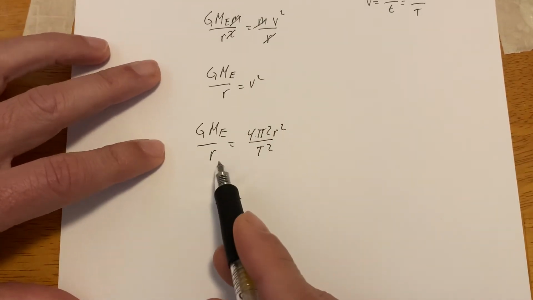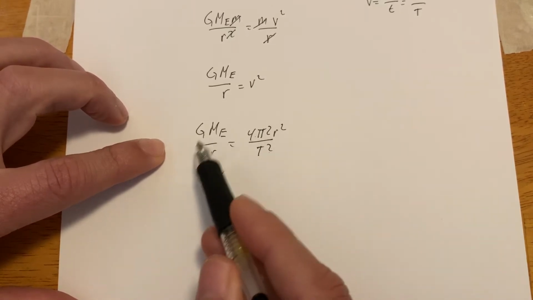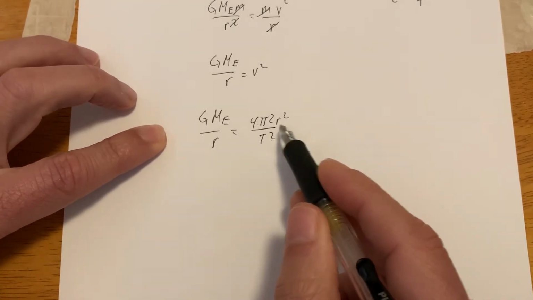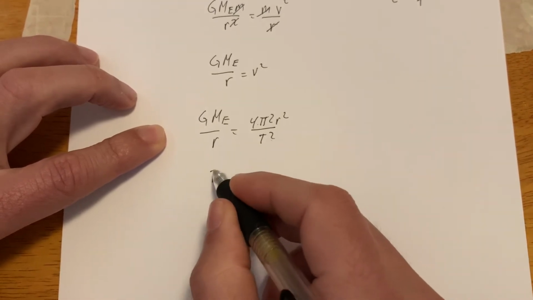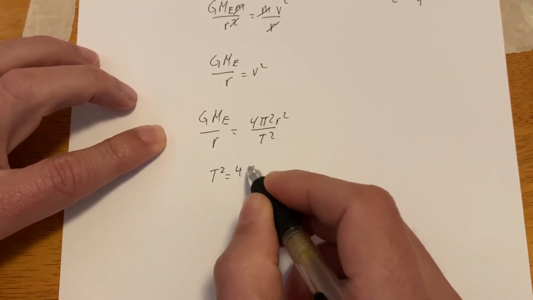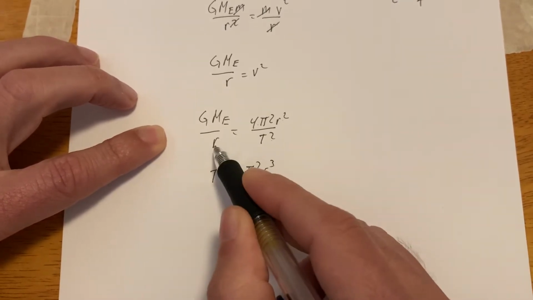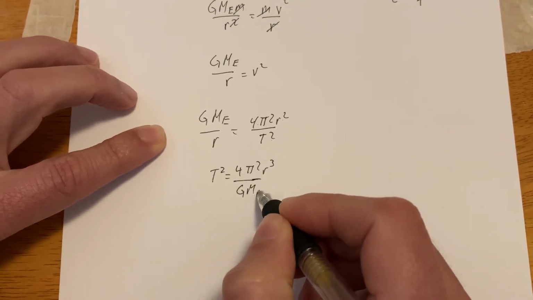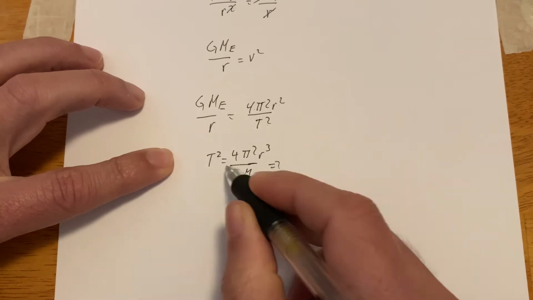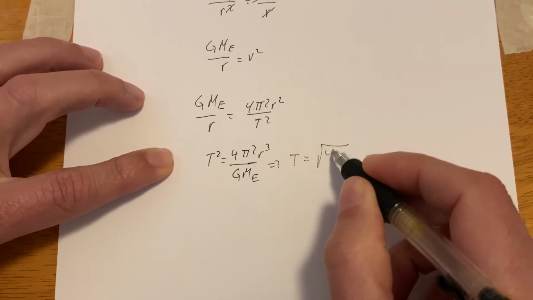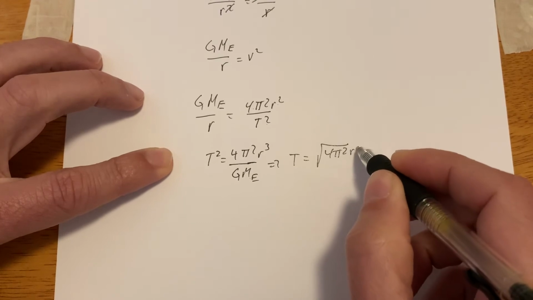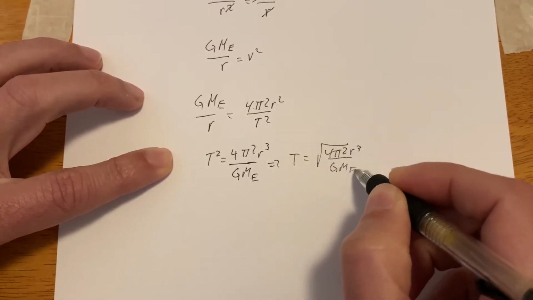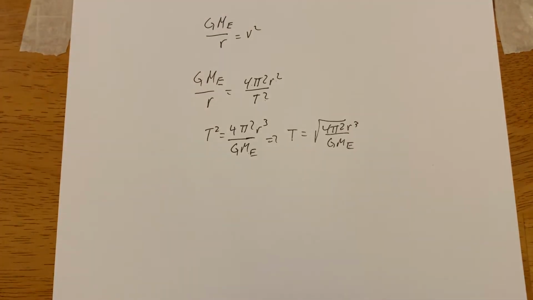Now we can simplify a little bit. We're going to get the T to this side and bring everything over here. So r comes up here, G me comes down here, and T goes over. So T squared equals 4 pi squared r cubed over G me. Now you can leave it like that, or you can take the square root, so T is equal to the square root of 4 pi squared r cubed over G me. So there is going to be our expression for the orbital period.